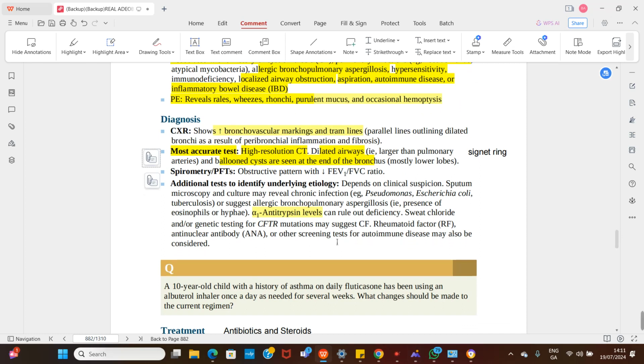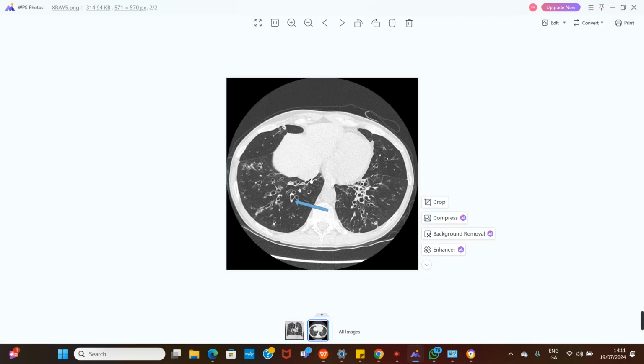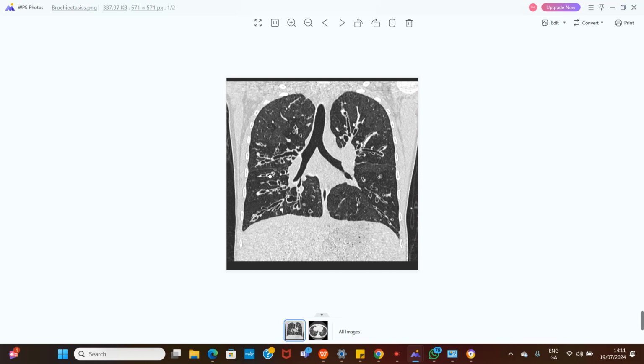Yeah. So what do I have here? Probably this is yesterday. Oh, okay. This is the signet ring too. We can see the signet ring is very prominent here, very prominent.